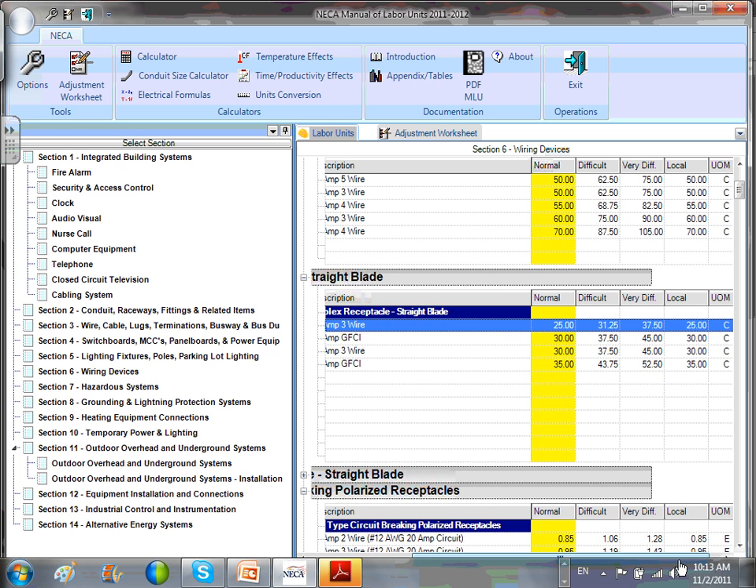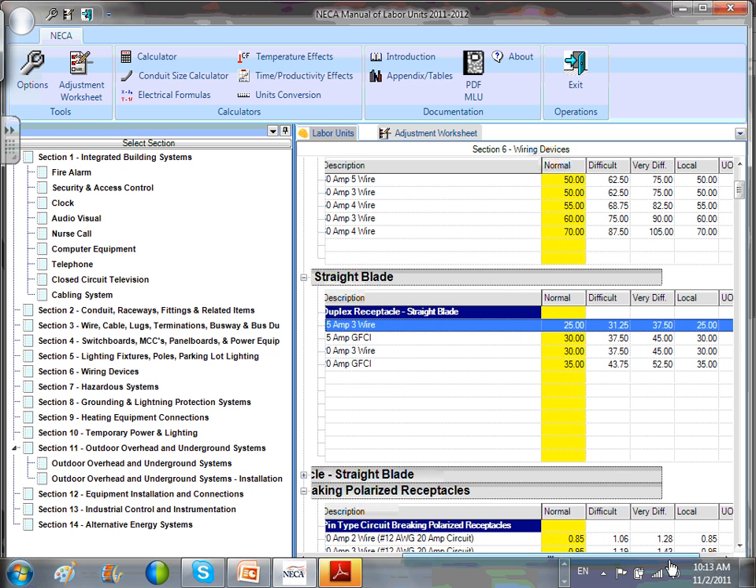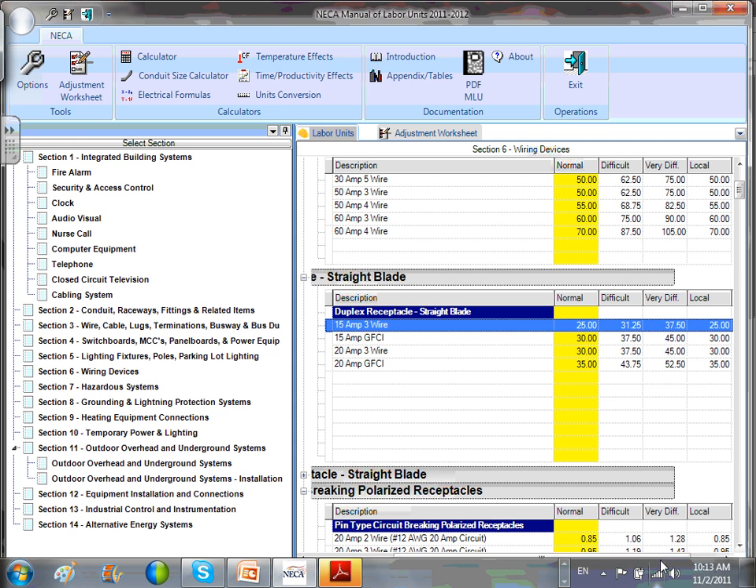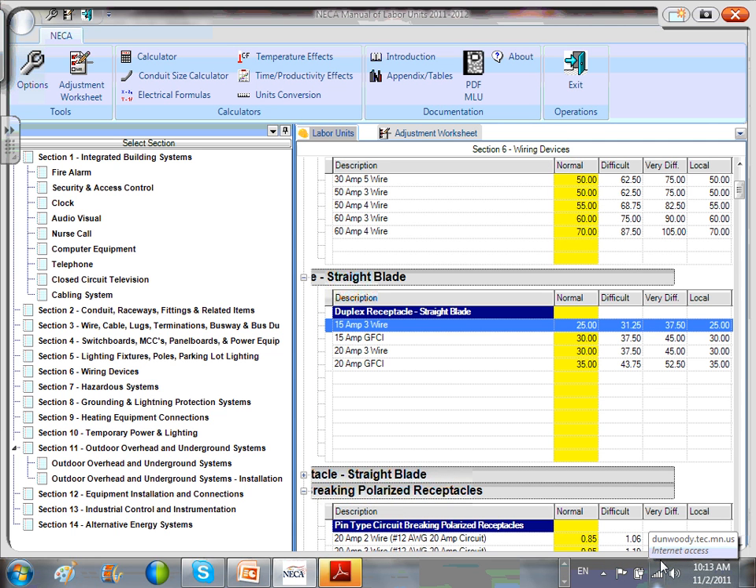Can you see the C? Everybody can see the C? All right, let's go down here. Everybody see that it's C at the end, right? C is 100. Here's my receptacles. Let's take this GFCI. I have a 20 amp GFCI, 30 hours per hundred to install them in a normal application, a room like this. If it's difficult, 43, very difficult, 52, and local 35.